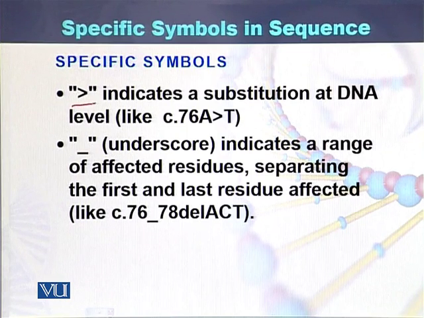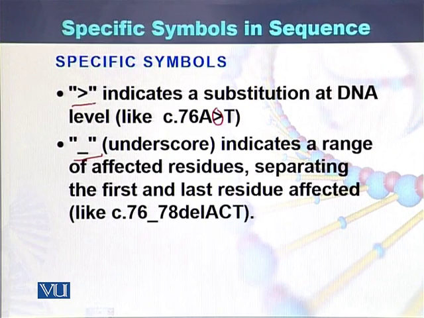So if there is a change at position 76, A is substituted by T. If there is a substitution, then it is represented by this symbol. While writing, if there is deletion of one or more nucleotides, how do we write that deletion? That is usually mentioned with an underscore.